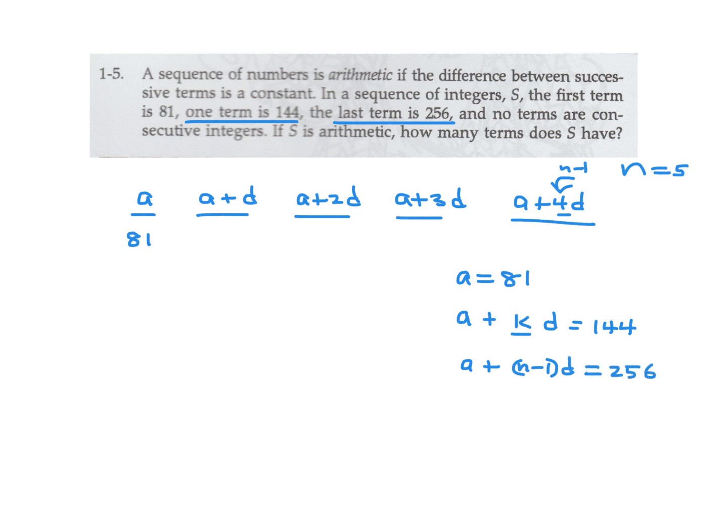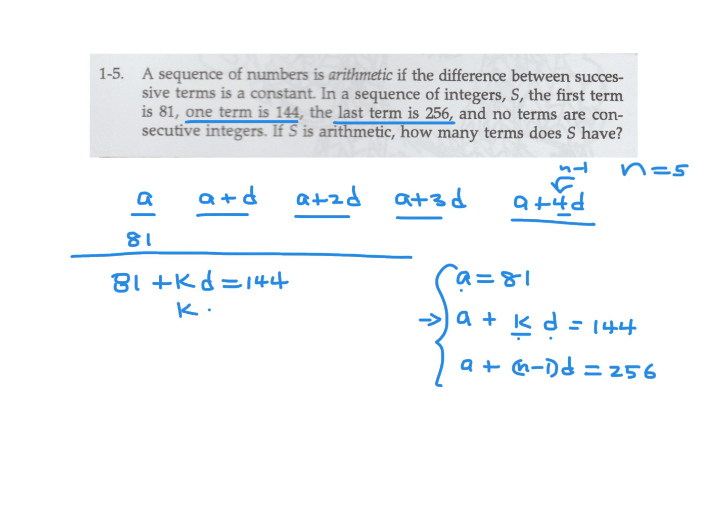Okay. So this is the only thing we have to work with. So that obviously is going to involve experimentation, because there are 4 variables and only 3 equations, so we can't solve it, but we could figure it out. Okay, so first let's go with this first one. a is 81, so that's 81 plus kd is 144. So kd would be 144 minus 81, which is 63. And then that's about as far as we can go, but I'll just break it up. 63 is 9 times 7? We'll just leave it at that.